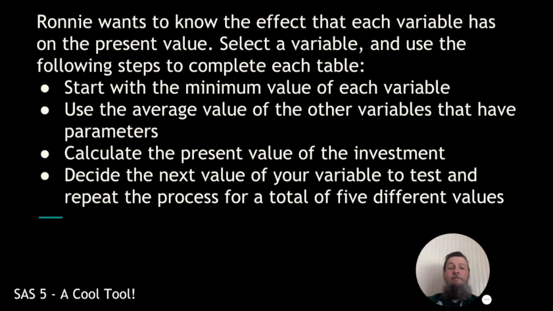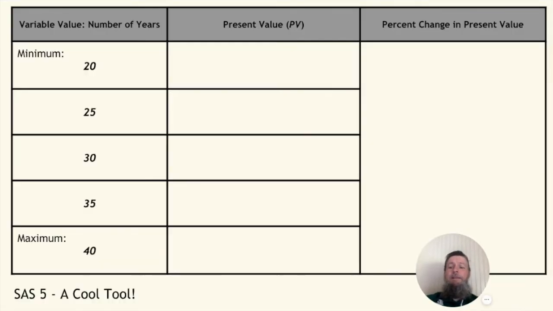1, start with the minimum value of each variable. 2, use the average value of the other variables that have parameters. And then 3, calculate the present value of the investment. And 4, decide the next value of your variable to test and repeat the process for a total of 5 different values. So we're looking at years first. The number of years is variable. It varies from 20 to 40. So we put in 20, 25, 30, 35, and 40 years.